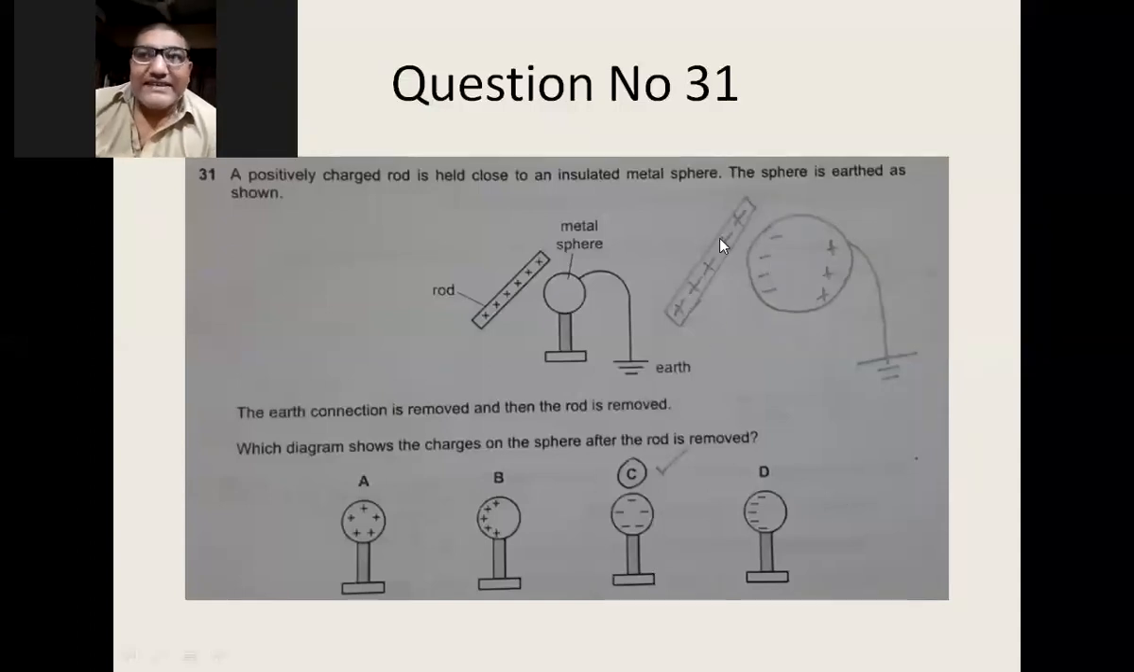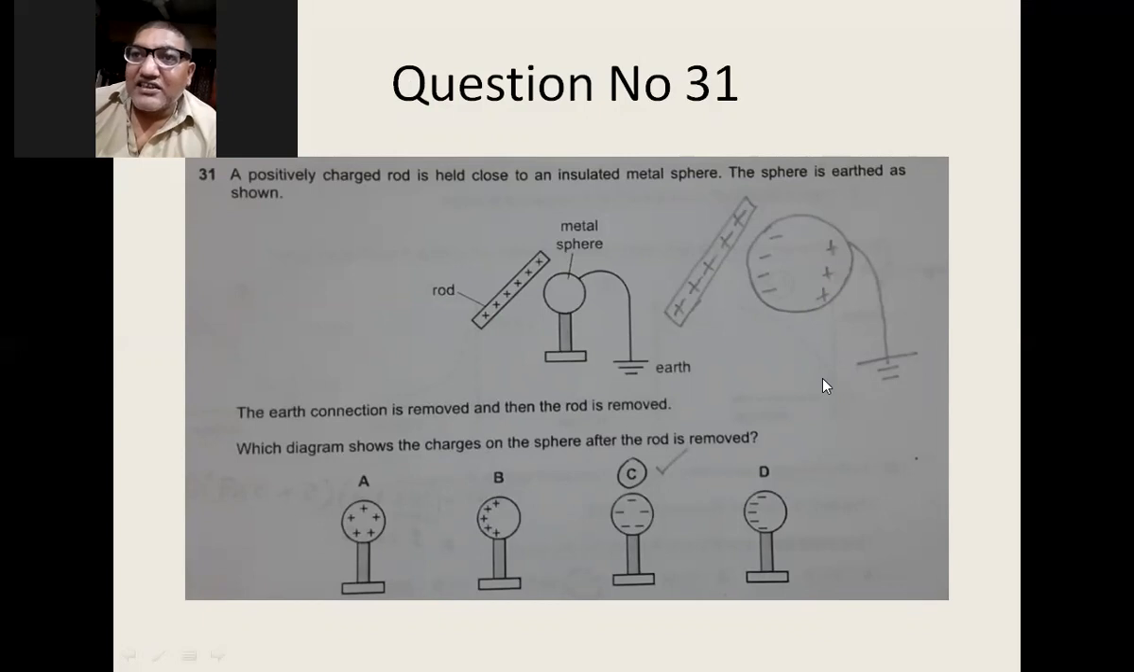So you can see here that when you bring the positive rod near this metal sphere, all the free electrons will accumulate here. So here you will have negative charge, here you will have positive charge, and you have connected this with the earth. Due to the positive rod, these negatives cannot go anywhere. So from the ground, the electrons will come and neutralize this positive. It means that from the ground, the electrons have come onto the sphere.